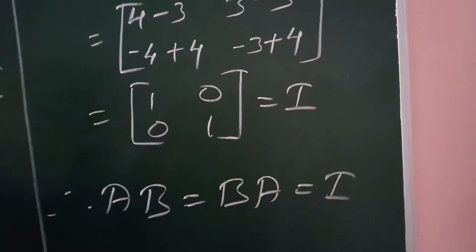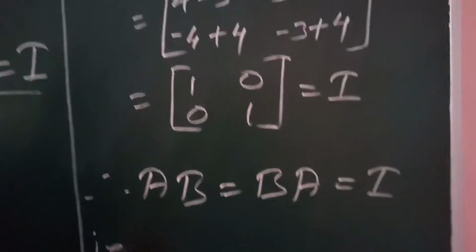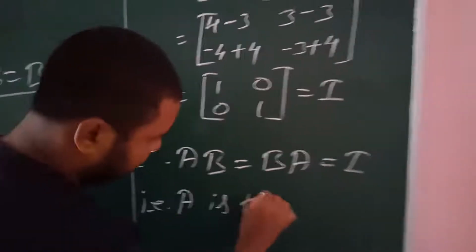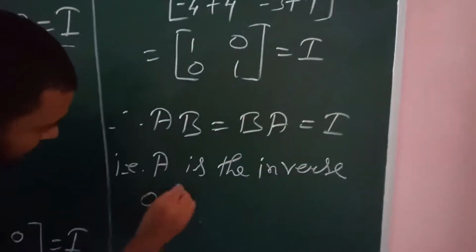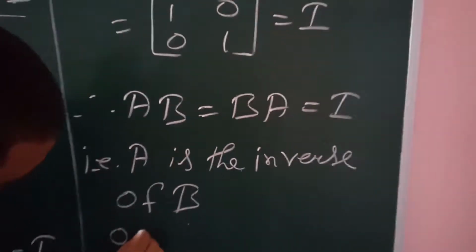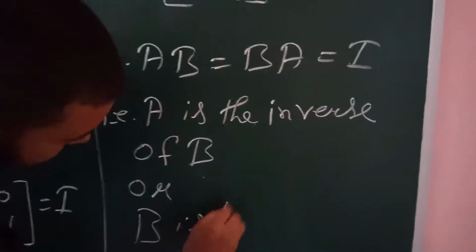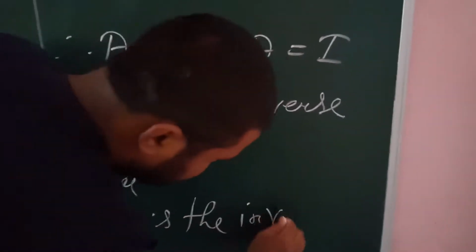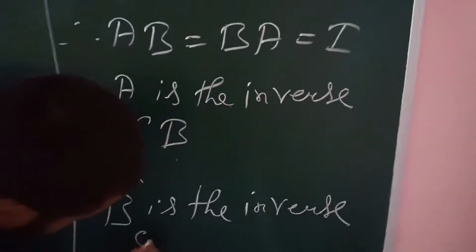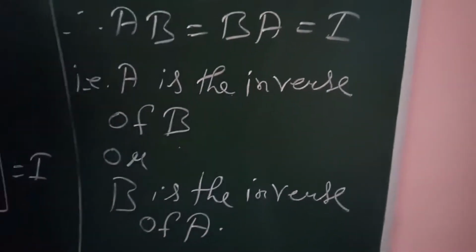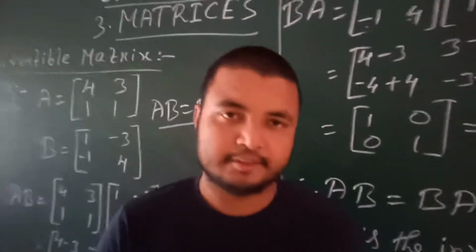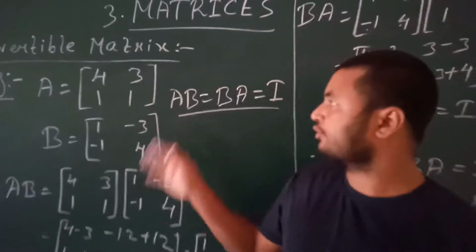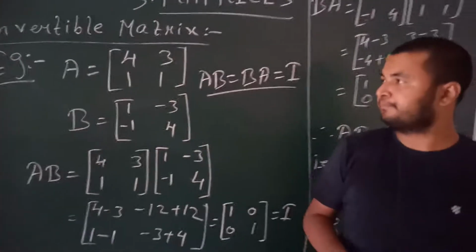So we can write A is the inverse of B, and B is the inverse of A. So this is the definition of the inverse of a matrix. Hope you have understood well. You have to practice this and go through the textbook to understand it better.